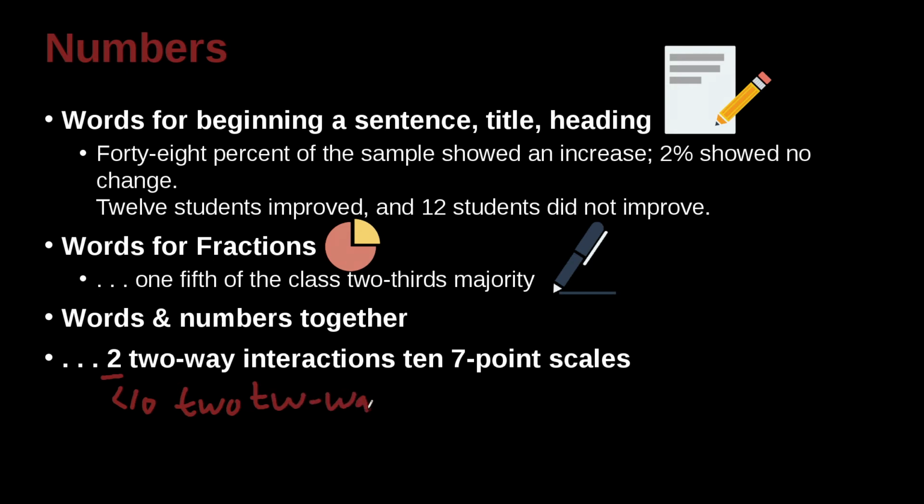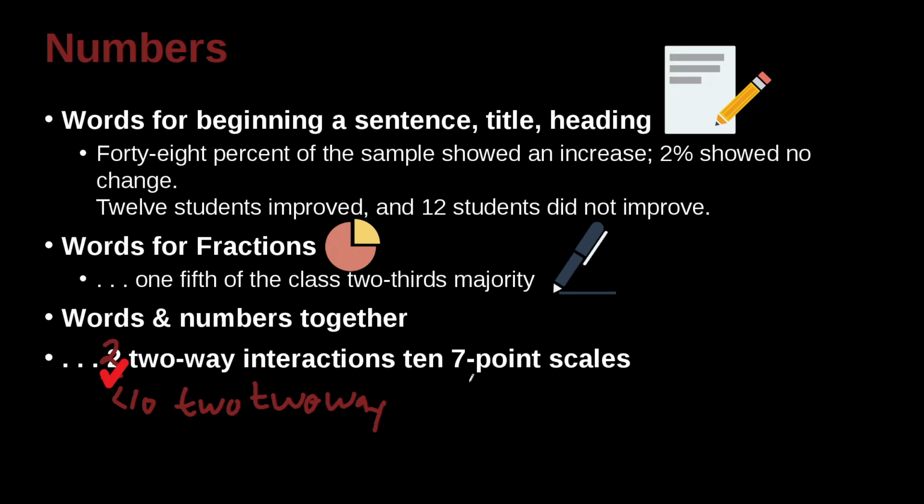The problem is, if you spell this out, you would say two-way. Boy, that's really confusing. Two-way interactions. So in that case, you do not need to spell it out. You can use the number 2 because it's 2 numbers bumped up against each other. And the same is the case here.